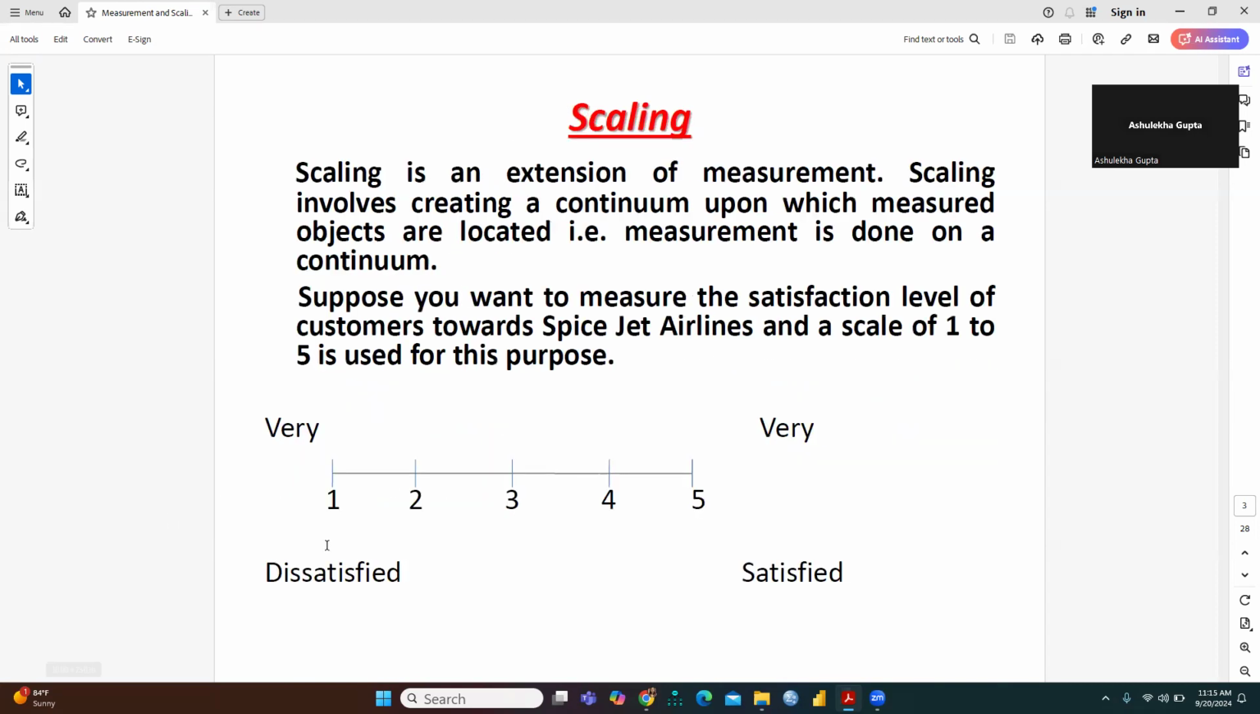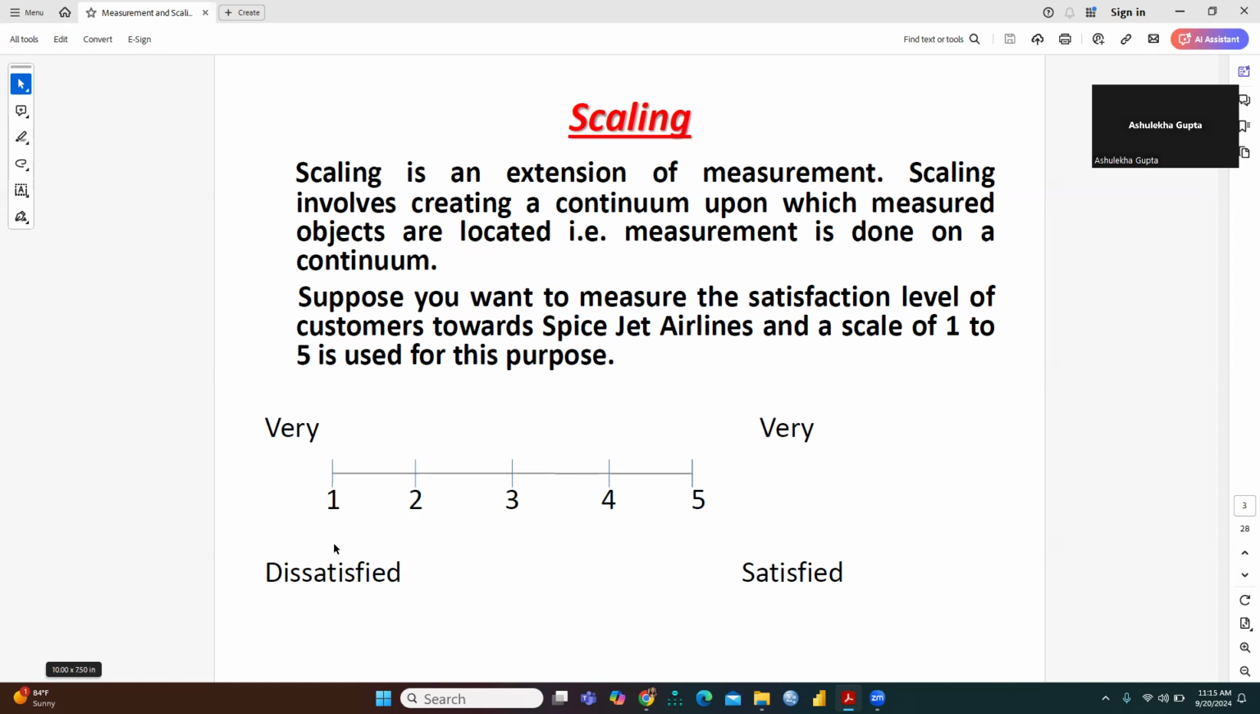We will understand this through scaling, because scaling is an extension of measurement. Measurement is a broader term and scaling is a narrower term. That is, scaling is a part of measurement. Scaling involves creating a continuum upon which the measured objects are located. That is, measurement is done on a continuum.